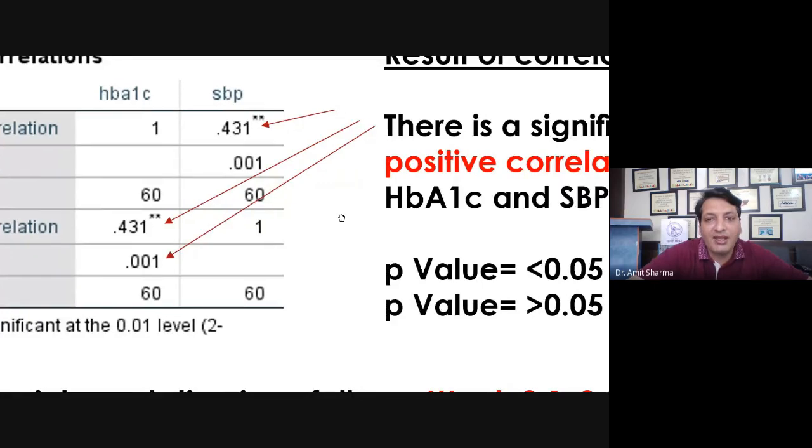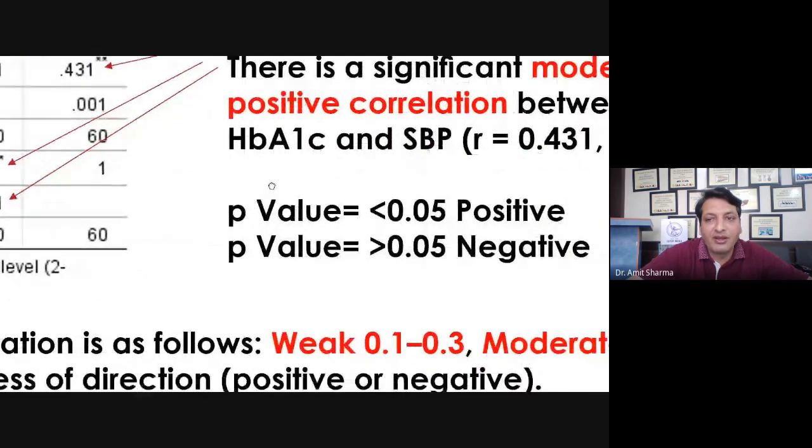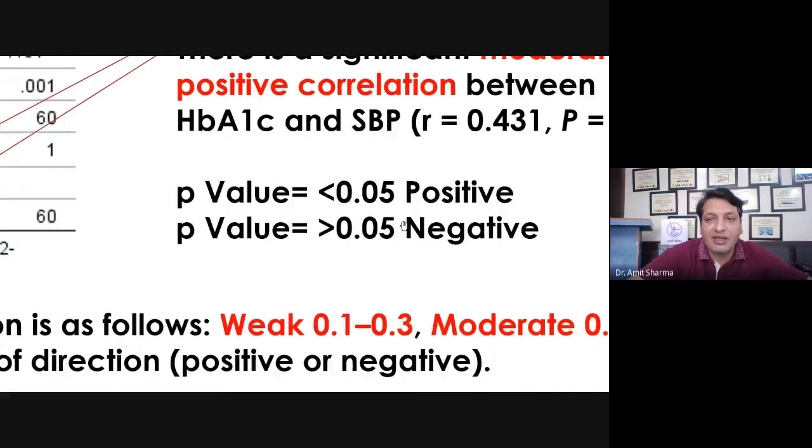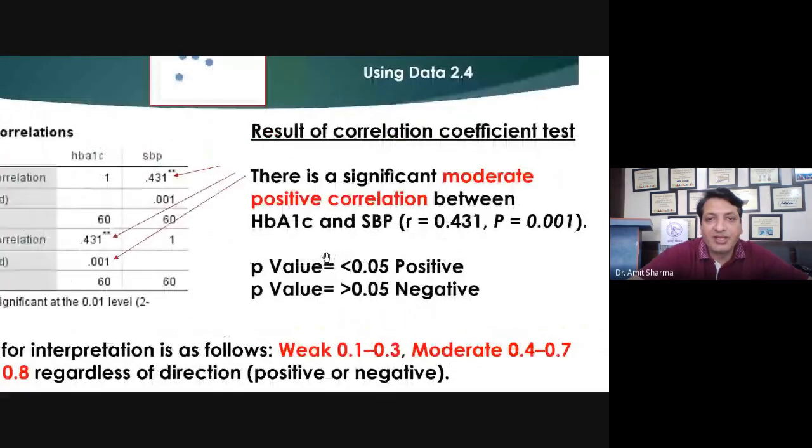The significance value we got is 0.001, which is less than 0.05. So we can assume that our p-value is less than 0.05, and we can say that our correlation was found positive. If the p-value is more than 0.05, we can assume that there is negative covariance and correlation. So how will the results be written?